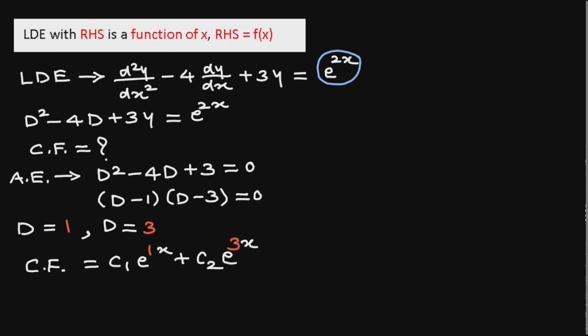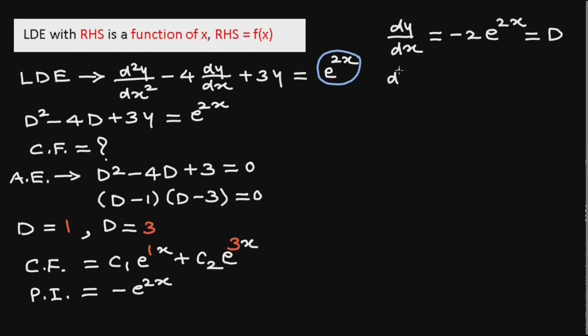Let me tell you at this stage, the particular integral of this LDE is minus e raised to 2x. How to obtain this we will discuss later on. But before that, let us verify whether this particular integral is correct. Differentiating the particular integral, we get dy by dx equals minus 2 e raised to 2x, which is D, and d2y by dx square equals minus 4 e raised to 2x, which is D square.